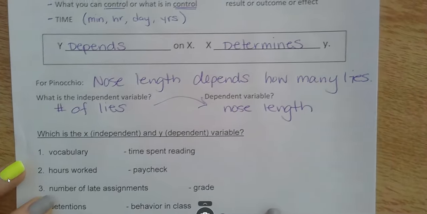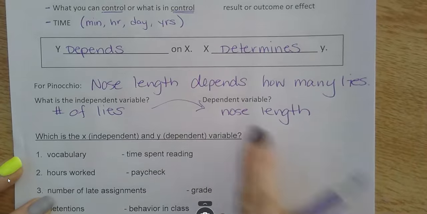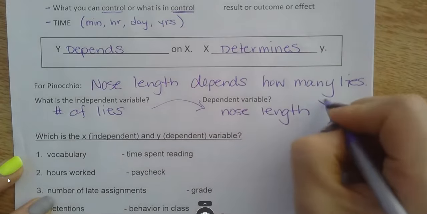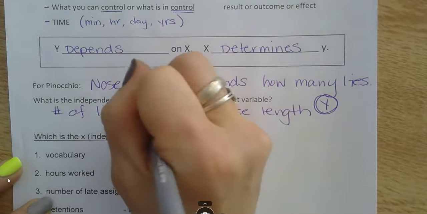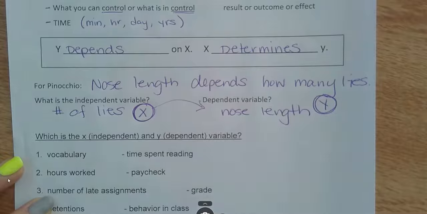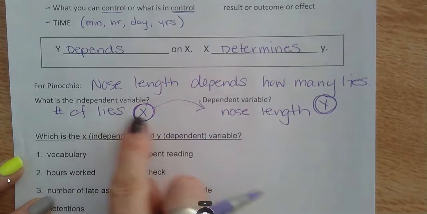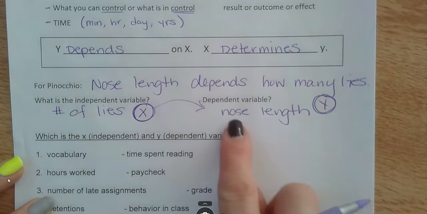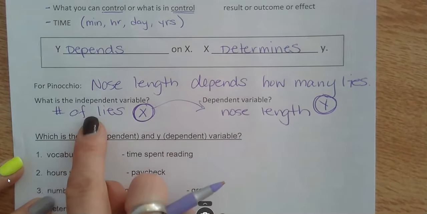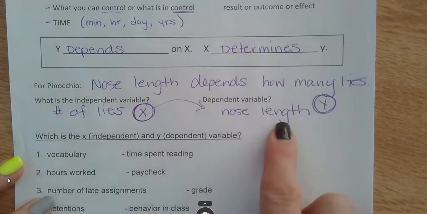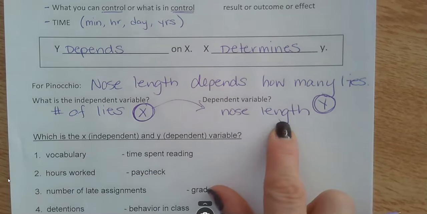So if I go back up to this box, I could say his nose length, right? This is y, depends on how many lies he's told. This is x. Or I could also say the number of lies he tells determines the length of his nose, right? There's a relationship between those. One of them is in control. One of them is the result or the outcome.